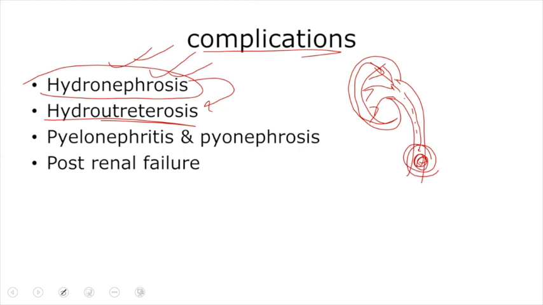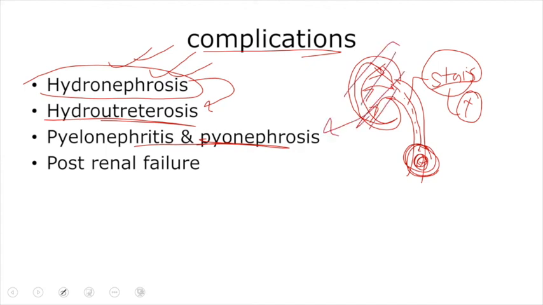And even when there is obstruction to the urinary flow, the urine becomes stagnant, so there will be stasis of the urine, and whenever the urine is stagnant there is an increased risk of infection. This will manifest with pyelonephritis, and eventually the kidney may be converted into a bag of pus, and this condition is known as pyonephrosis.